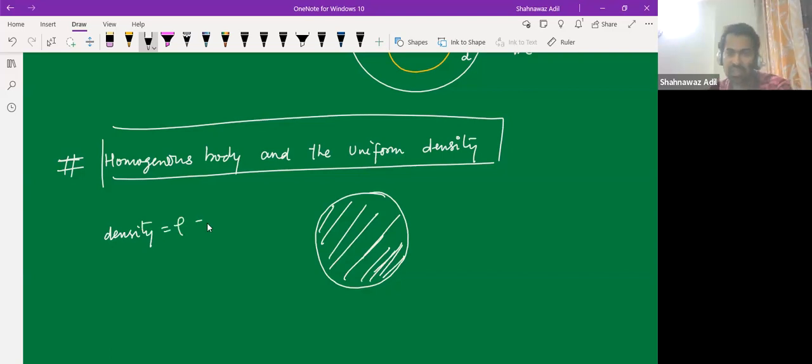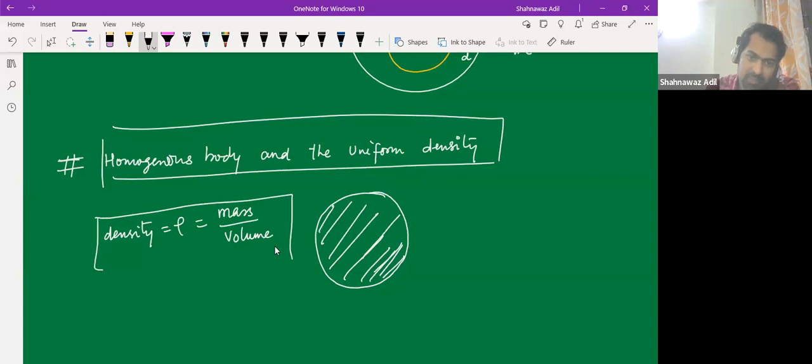And what is the density, guys? How do you write the density? That is mass upon volume, right? That is how we define the density, right? Okay, is that clear? You guys remember this now?